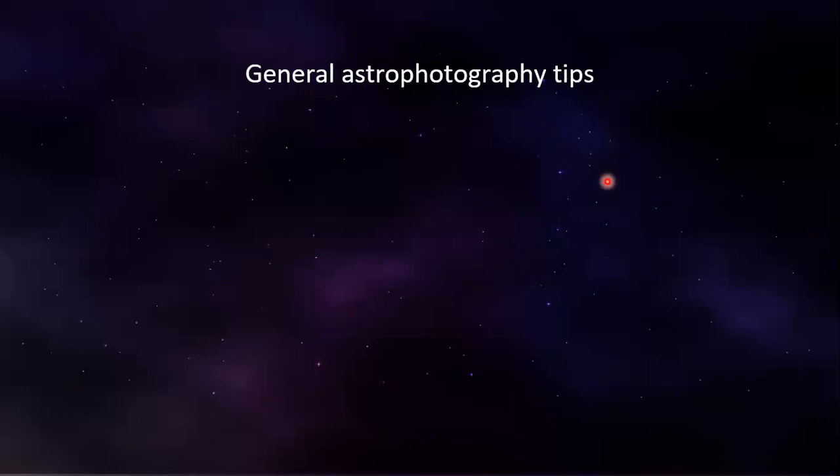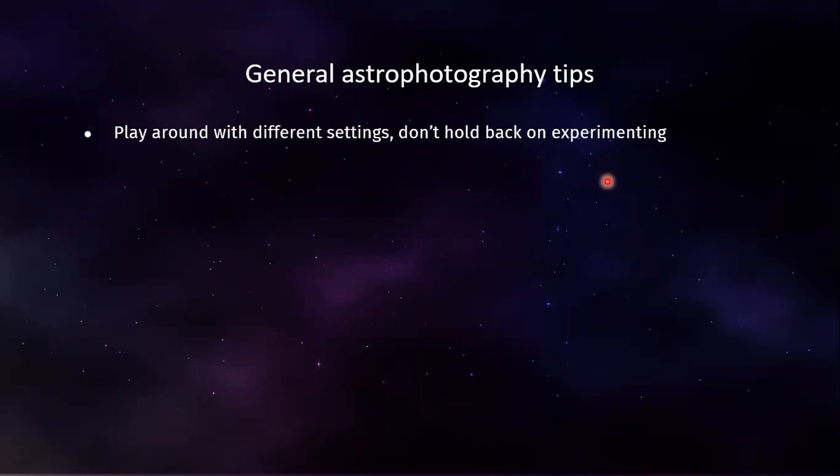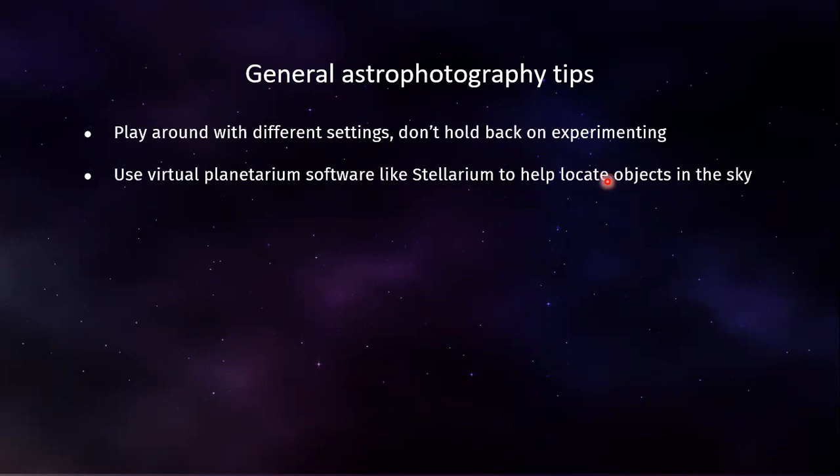So some general tips for astrophotography are that you should try out different settings, and you should experiment with whatever equipment you have. Don't hold back. So first of all, when you are starting, you will not know which object is where. So it is crucial to use software like Stellarium to get an idea of where each object is located. And you should avoid overexposing your image.